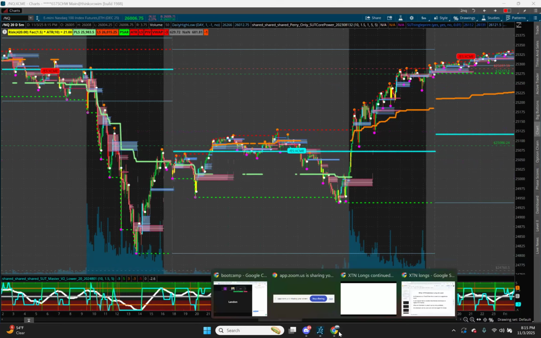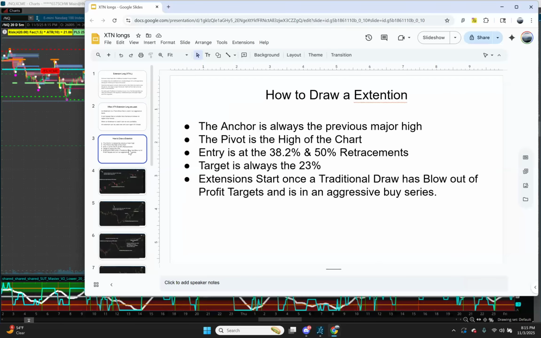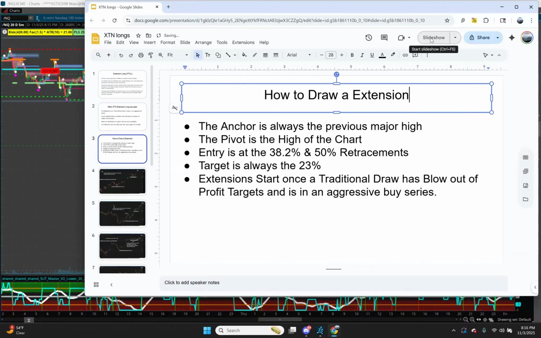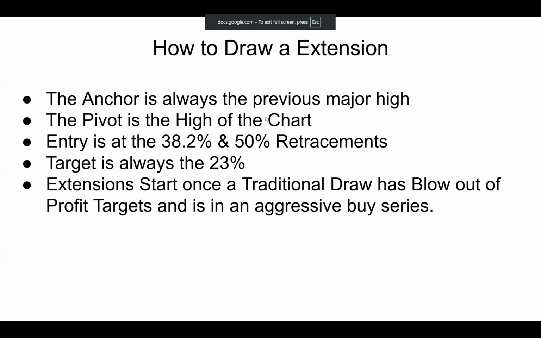Go back to the slideshow here. Okay. Oh, spelled that one wrong. Okay, so how to draw an extension. The anchor is always the previous major high, where the 50 came out.